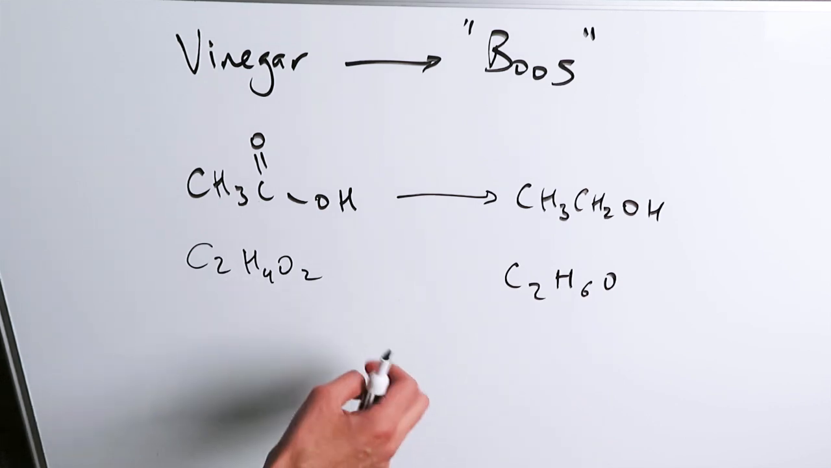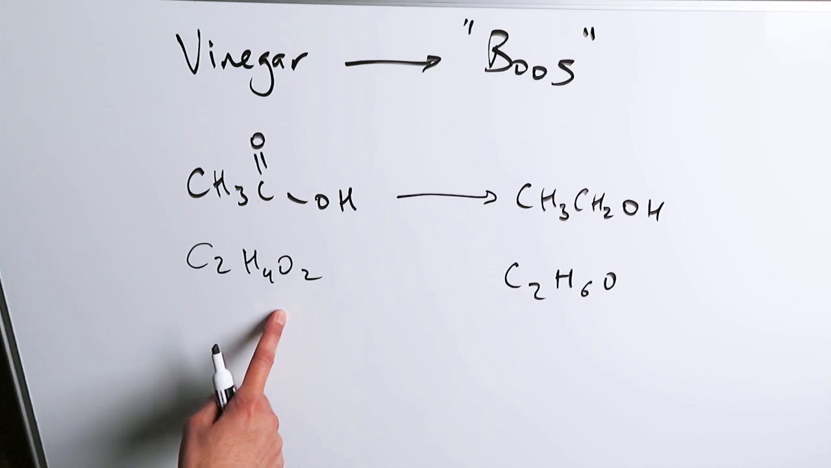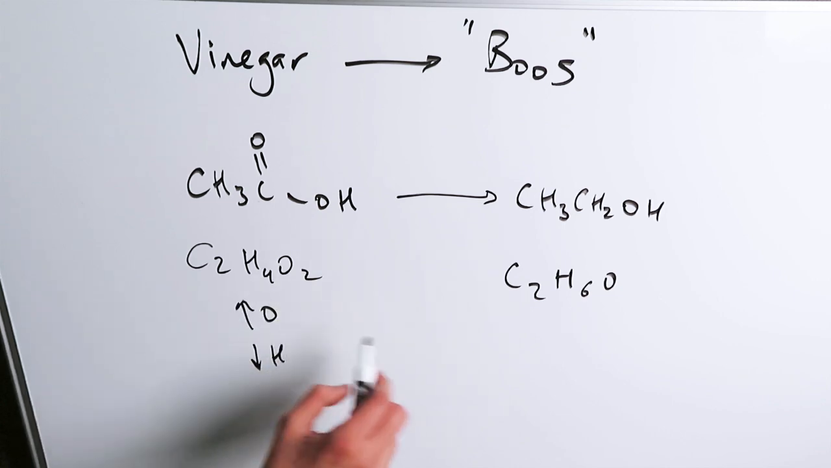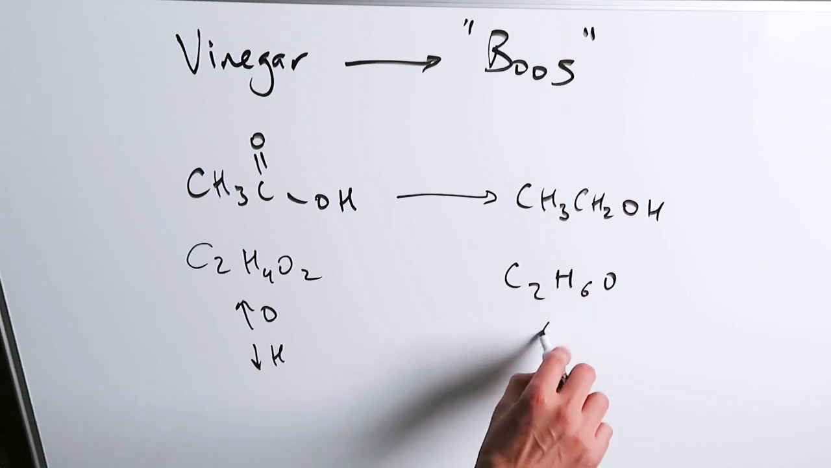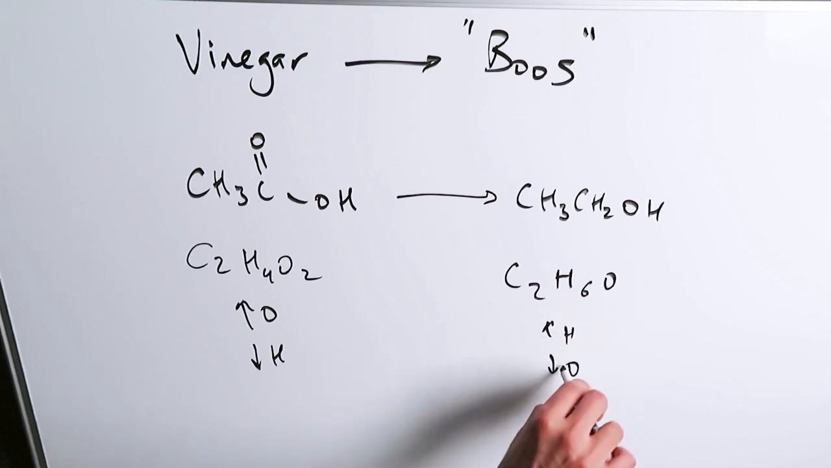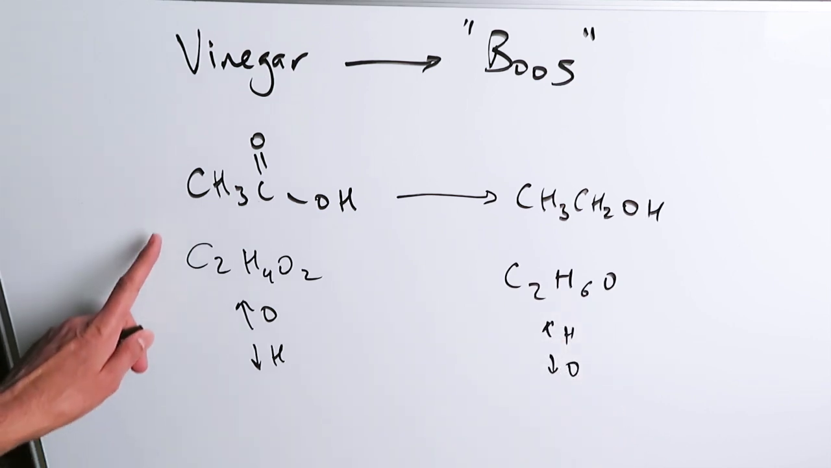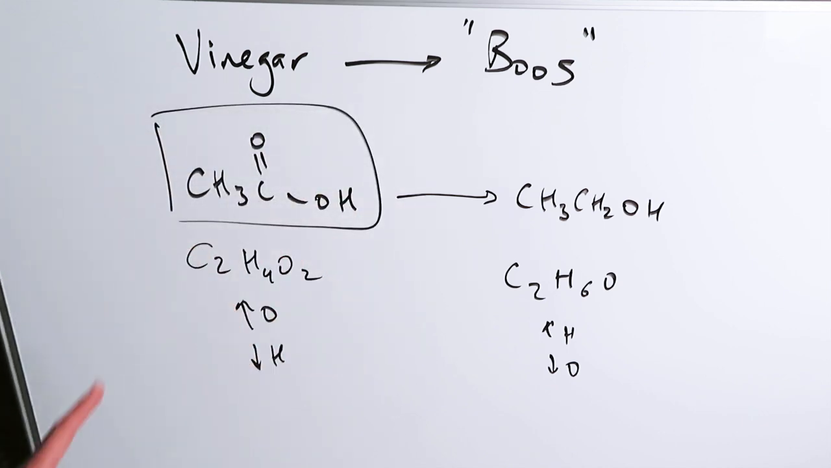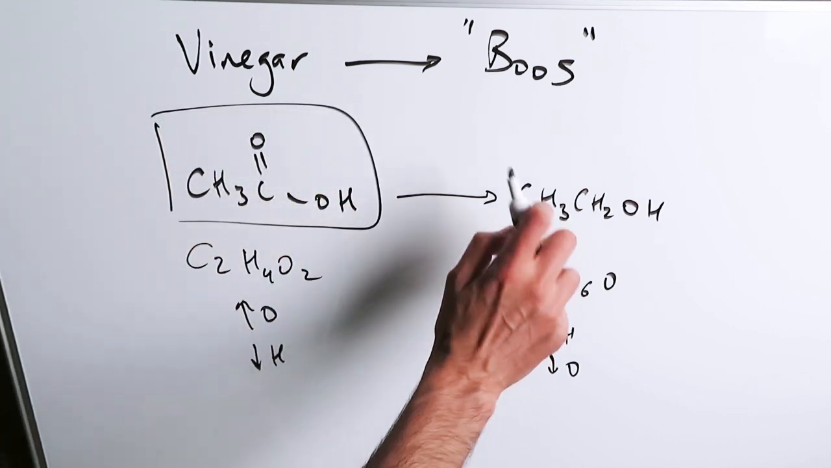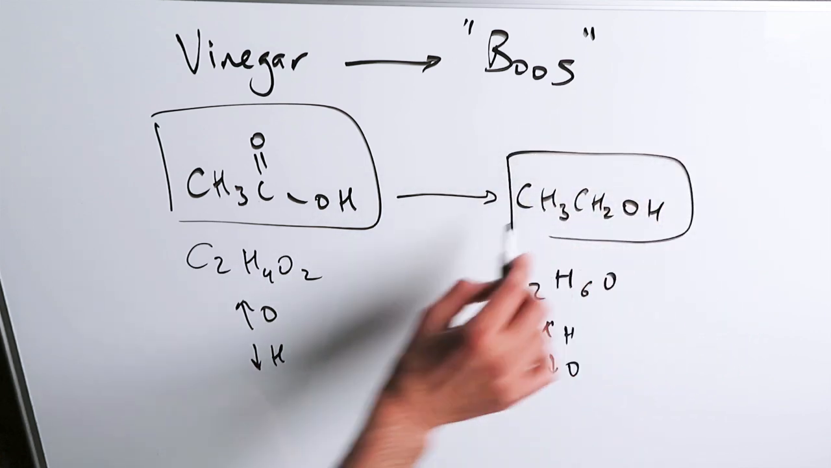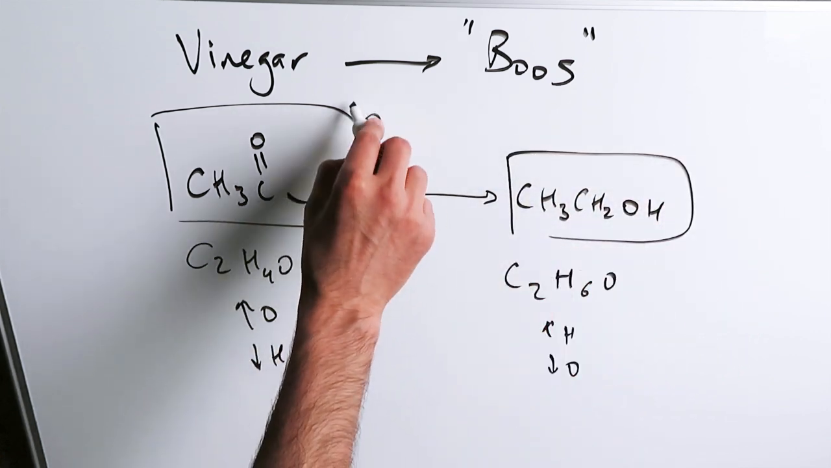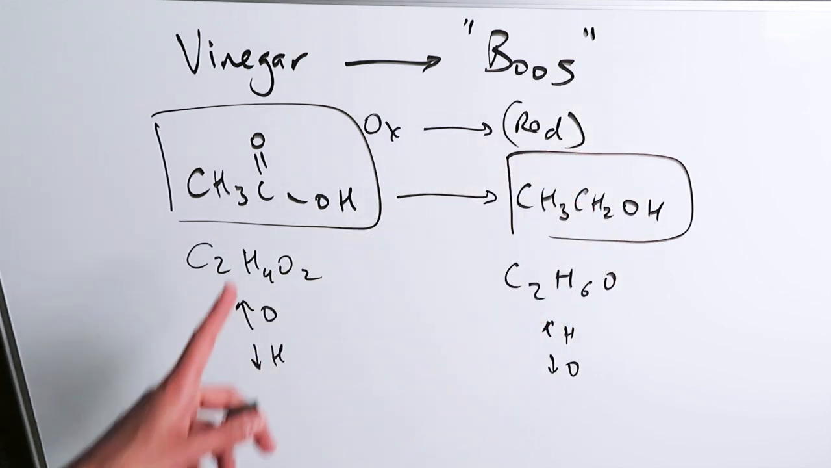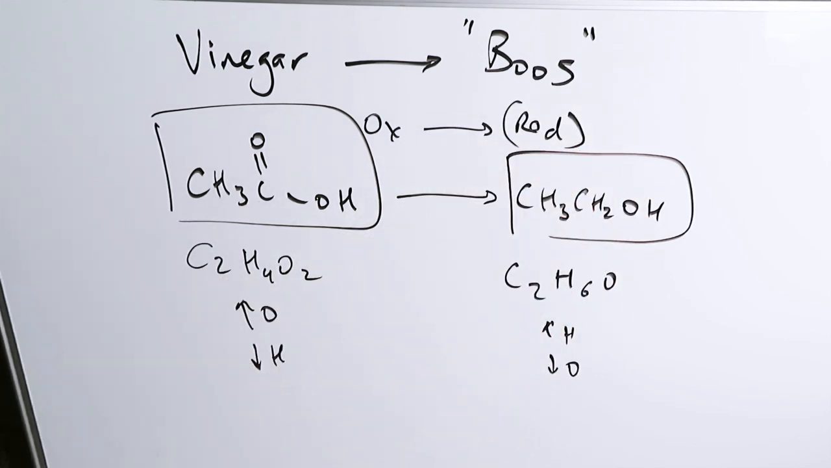Same number of carbons in both, but in vinegar or acetic acid, you have more oxygen atoms, you have less hydrogens. In ethanol, you have more hydrogens and you have less oxygen. What is that telling you? It's clearly showing you that this compound, vinegar or acetic acid, is more oxidized. This compound here, ethanol, is reduced. Therefore, you're going from an oxidation to a reduction, and now you need something which will help you reduce that. And that's the essence of this conversion.